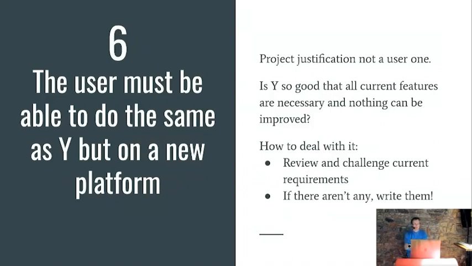At number 6, the user must be able to do the same as Y, but on a new platform. So this is really about why you're doing a project and not about what the user needs to do. Is Y so good that all its current features are necessary? Nothing can be improved? And we need to review and challenge the current requirements for Y. It's overall saying do the same as Y, but what does that really mean? And are there really any requirements? If we can't challenge the current requirements, they don't exist, we will need to write them anyway, even if it's to do the same as Y, because otherwise you need to understand exactly what Y does in order to copy it. And the best way of doing that is capturing what the user needs that Y meets are.